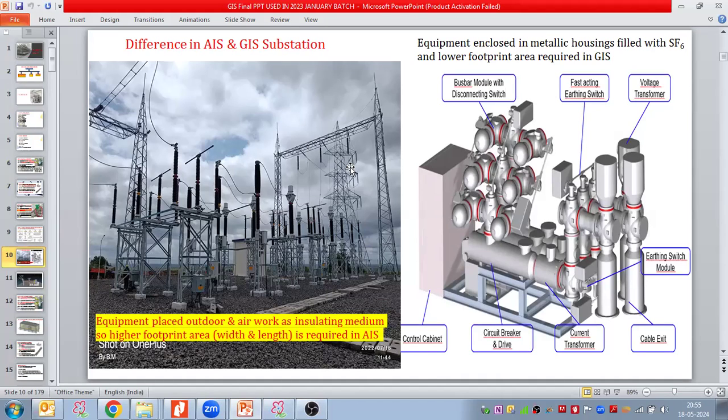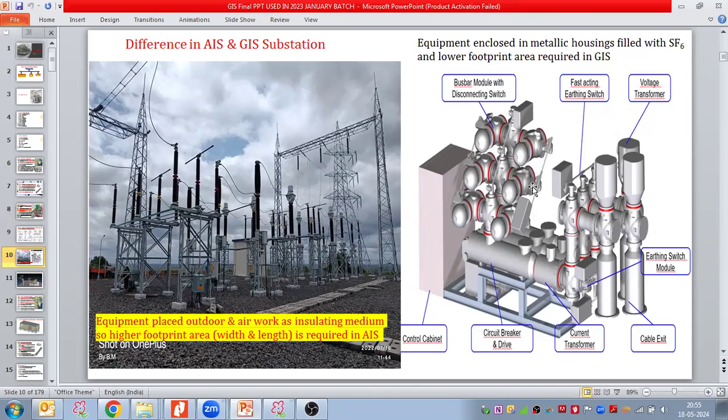So to make a bay, a line bay, in case of air insulated switchgear substations or AIS substations, we require this much length and this much width just for the one bay from here to here. So equipment is placed outdoor and air works as an insulating medium. So a higher footprint area is required in AIS.